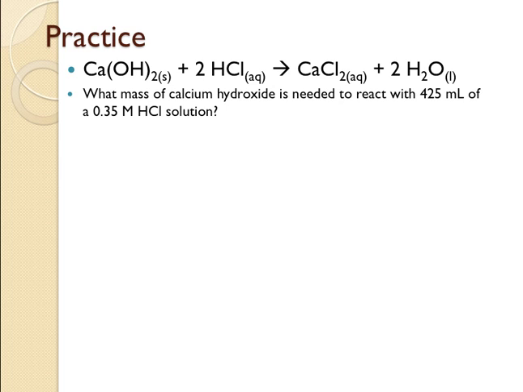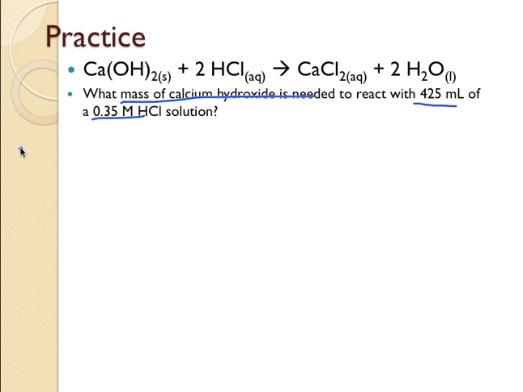The question is, what mass of calcium hydroxide is needed to react with 425 milliliters of a 0.35 molar hydrochloric acid solution? Well, my question is the mass of calcium hydroxide needed, so that's what I'm going to try to get to. I have a volume and a concentration of a solution. Remember, a volume times a concentration in molarity, liters times moles over liters, will give me moles of hydrochloric acid. From those moles of hydrochloric acid, I can use this balanced chemical equation to relate it to moles of calcium hydroxide, and then from those moles get it to grams.